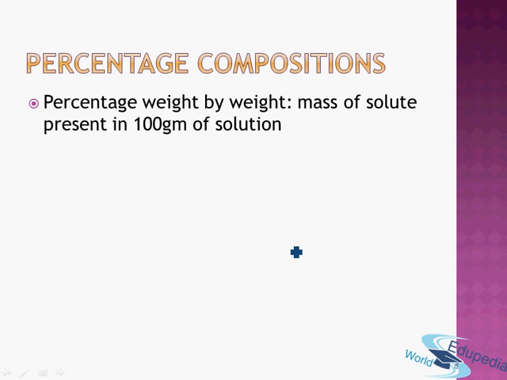First of them is percentage weight by weight. The first concentration unit that we'll study is percentage weight by weight. So what does percentage weight by weight mean? It means the mass of solute present in 100 gram of solution. Let me clarify it for you.